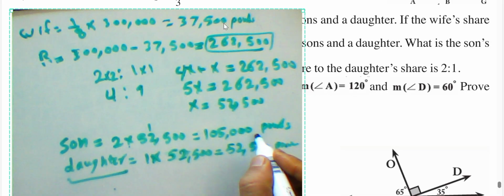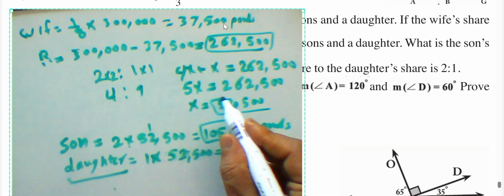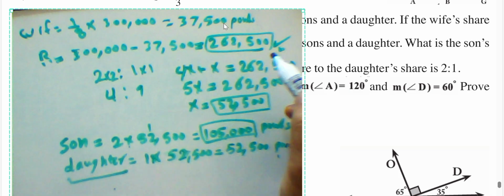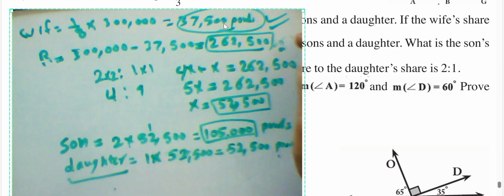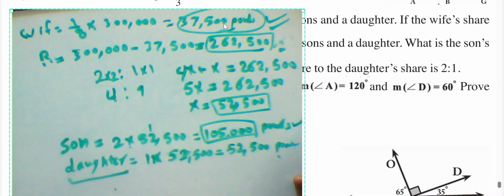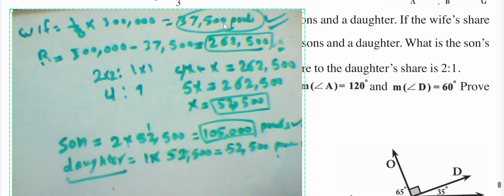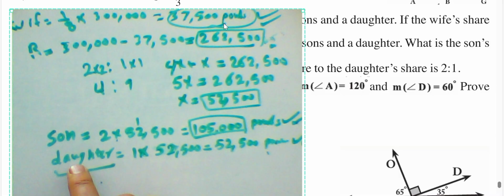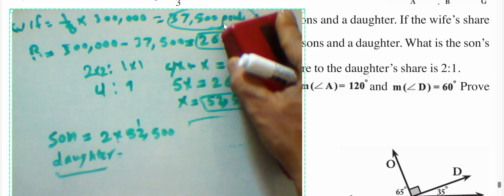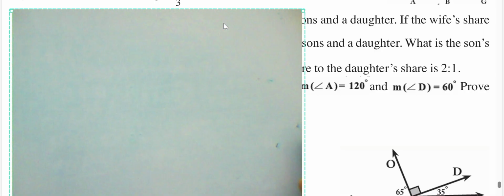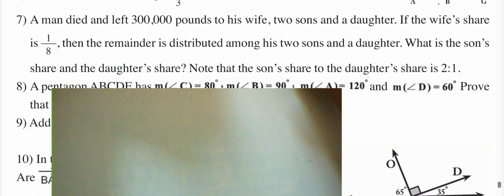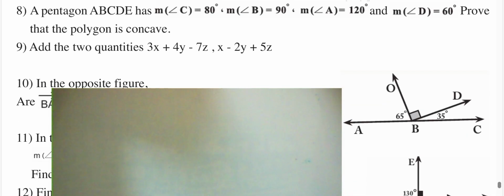Each son will take this money, and the wife will take her share. This is the share of the wife, and this is the share of one son, and this is the share of the daughter. Next question. Understood? Next question.